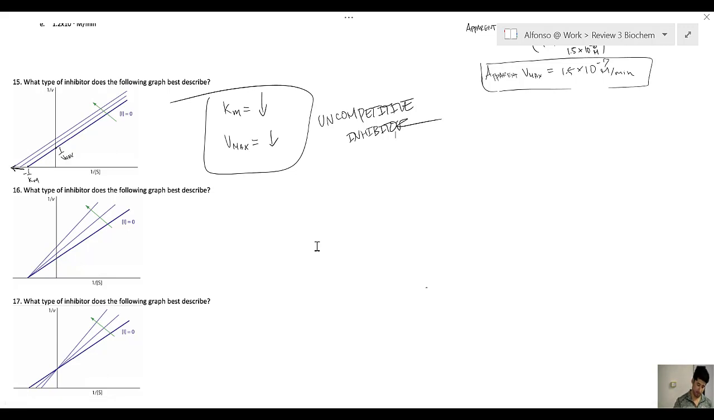What type of inhibitor does the following graph best describe? First thing we got to do is look at our -1/Km. What has happened to the Km? Excellent work. It has stayed the same. Km is the same. What about our Vmax? Since it's increasing on the y-intercept, that means that the Vmax has gone down. So what type of inhibitor do you know where the Km stays the same but the Vmax goes down? Perfect. That's exactly it. Non-competitive inhibitor.